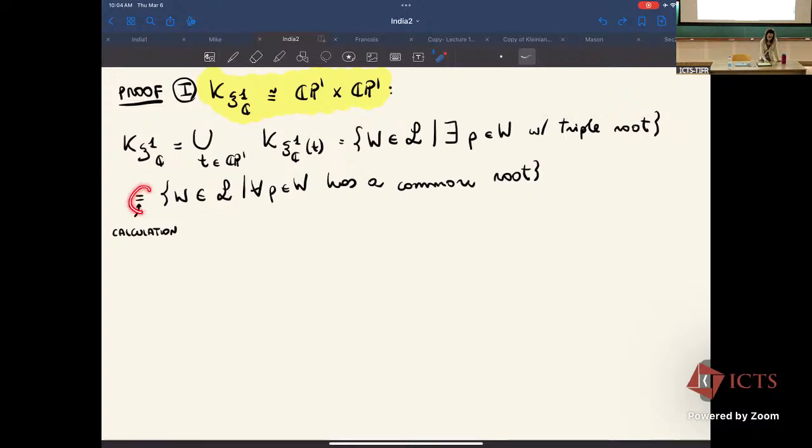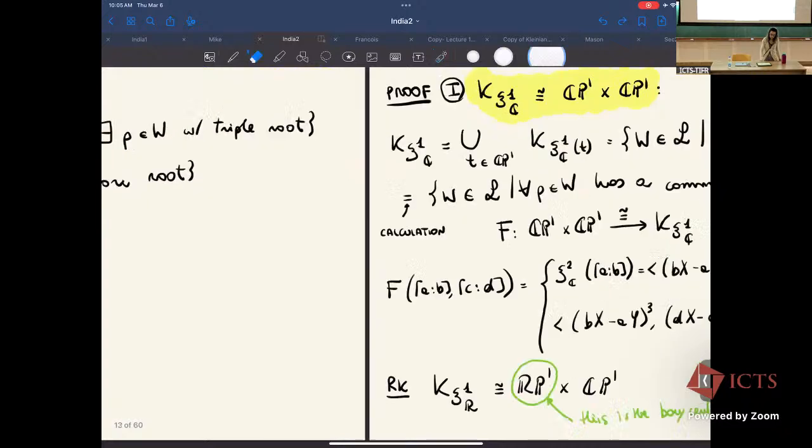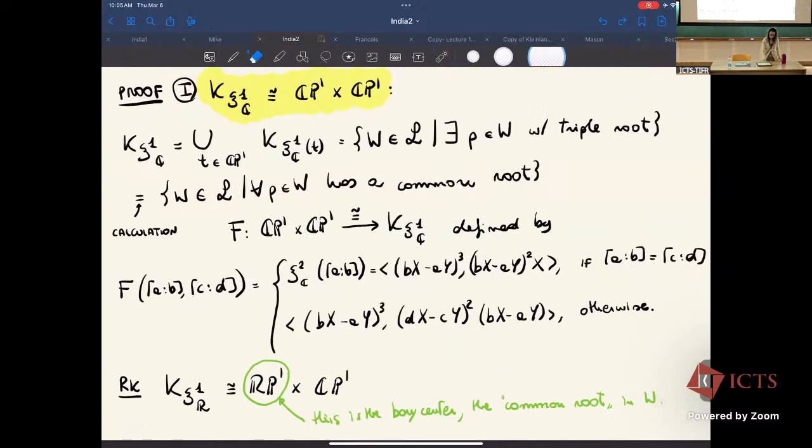And so if you do a calculation on how this Lagrangian looks, because being Lagrangian is quite restrictive, what you can see is that if a Lagrangian contains a line with a triple root, then actually that Lagrangian has a common root. So all the lines will contain the root that we were having here. And so what you are going to do is really define a map explicitly.